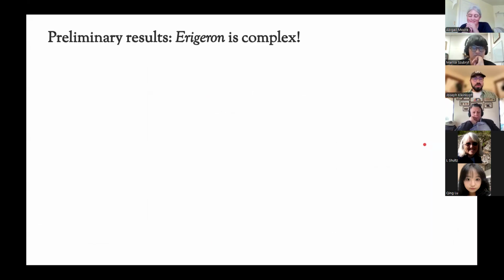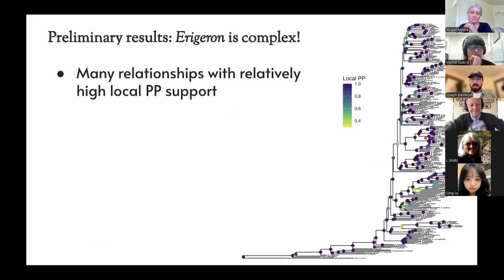So as we probably already knew, Erigeron is a complex group, but here's a phylogenetic tree, and these are local posterior probabilities plotted on the branches. And so we have pretty good local posterior probabilities on a lot of the branches within this tree. And I know you can't read the text, but I'm going to zoom in on a couple of places that I think are interesting. There are some areas where this local PP is actually pretty low, and I think that's in large part due to hybridization.